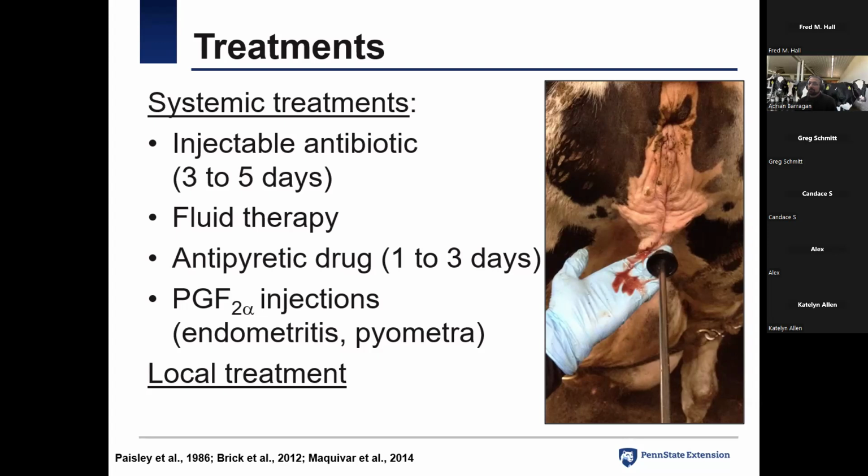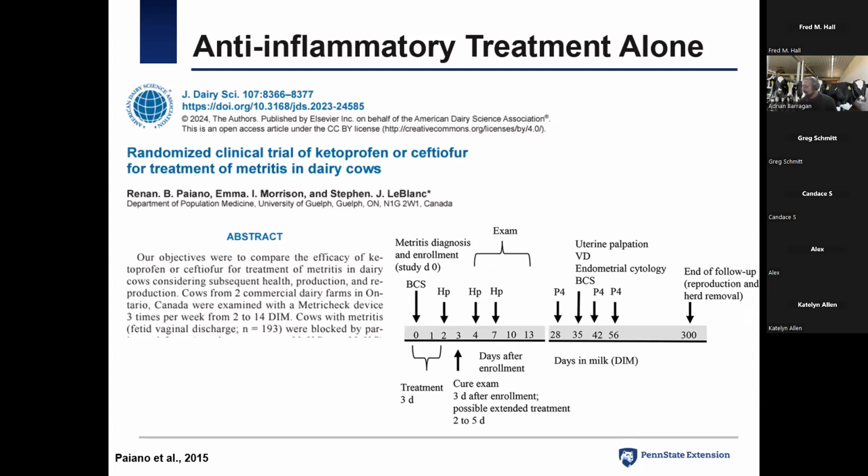But one new study that perhaps you don't have here, because I'm showing you in combination, right? But this study was published this year from Dr. LeBlanc's lab, where they compared treatment with only an anti-inflammatory drug to an antibiotic treatment, right? So that concept: would an anti-inflammatory alone be enough to cure the cows with metritis? And they came out with pretty interesting results.